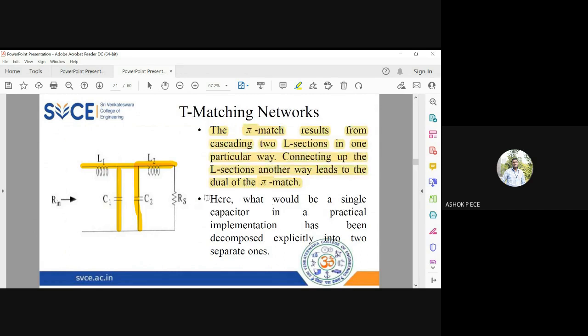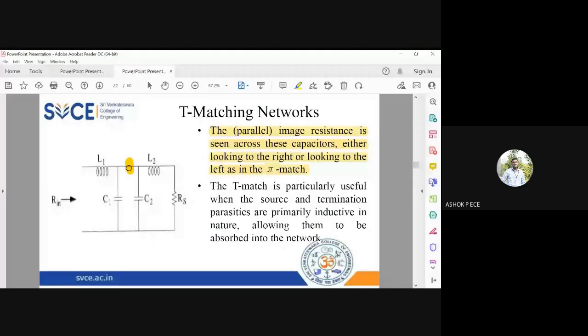Here, what would be a single capacitor in practical implementation, actually, you have two capacitors in parallel. Circuit-wise, you'll have one capacitance. If that capacitance is not possible to fabricate as a single capacitance, you can have two capacitors in parallel. That's also possible. So here also we have the image resistor at the midpoint of the T matching network.